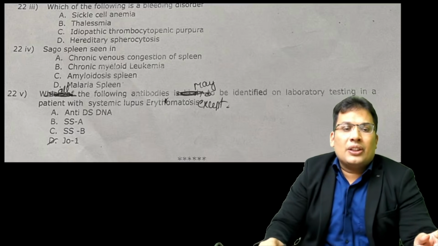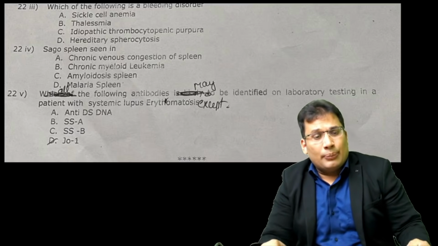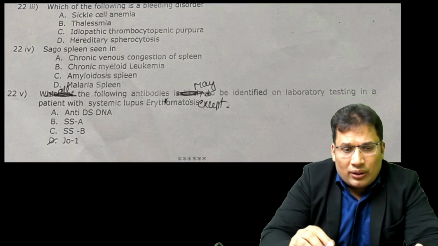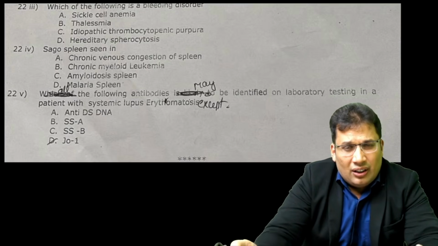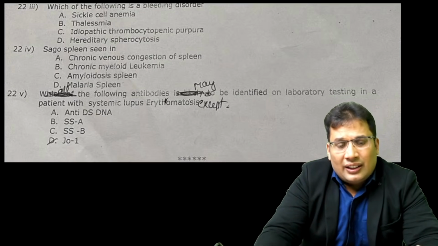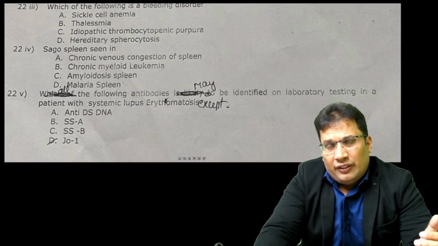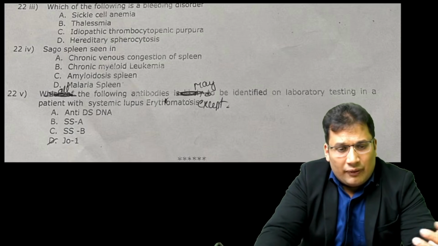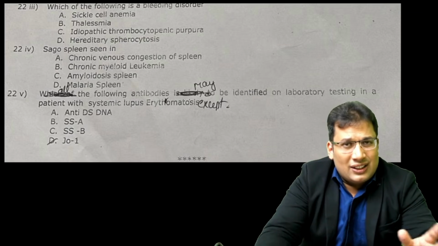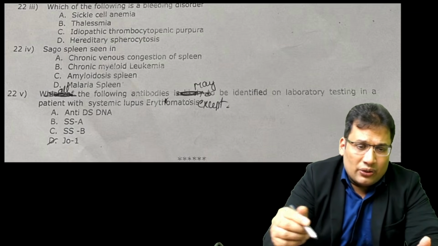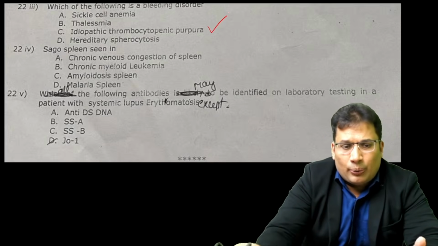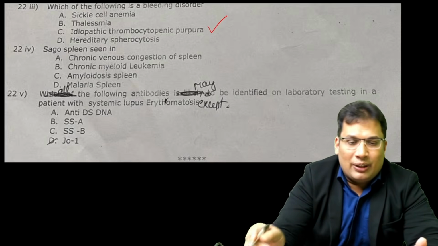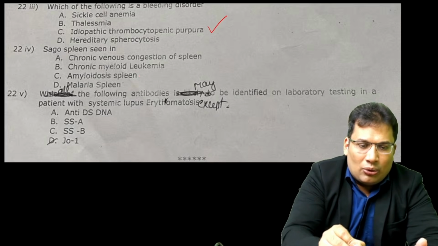Then comes, which of the following is a bleeding disorder? Very simple question. Sickle cell anemia is a different, sickle-shaped RBC. Thalassemia is because of deficiency of beta globin chains, beta thalassemia, alpha thalassemia. Hereditary spherocytosis is definitely spherical in shape. So the answer is idiopathic thrombocytopenic purpura. Sago spleen and lardaceous spleen are commonly seen in amyloidosis of the spleen.